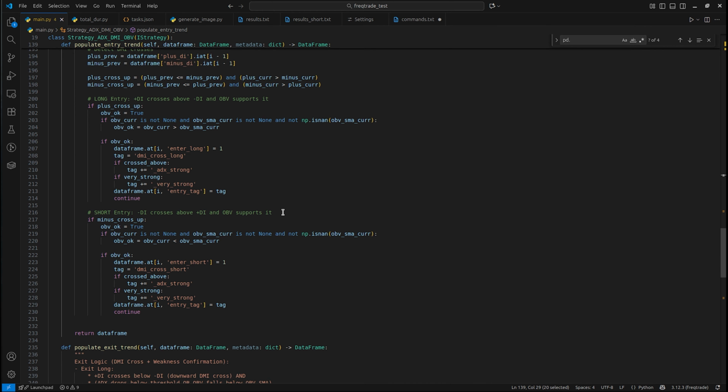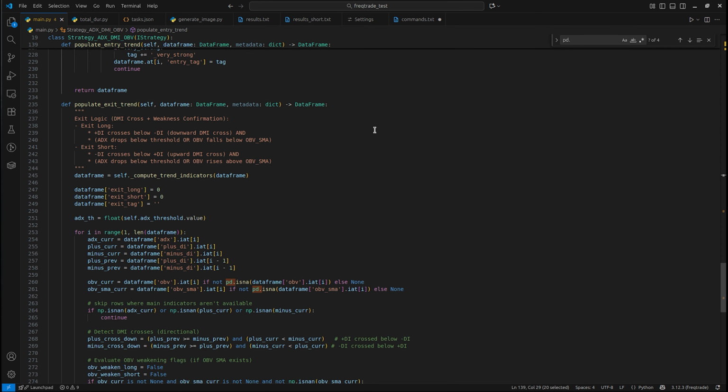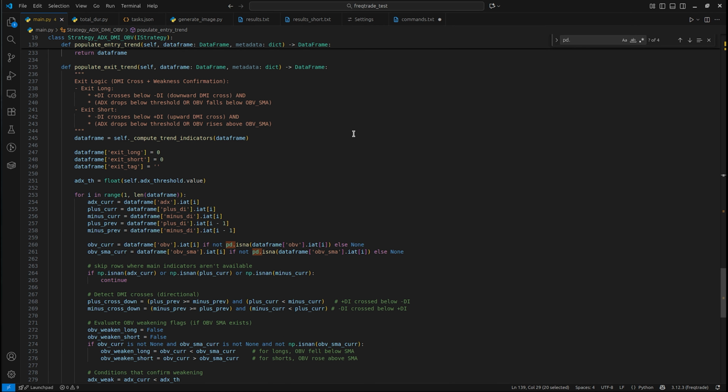Next we have the populate exit trend function. Firstly we exit our trades if a stop loss condition is met, but secondly we exit our trades if we have a reverse entry signal, though here the conditions are not so strict. It's just that positive DMI crosses below negative DMI, that ADX drops below the threshold, and that OBV falls below OBV SMA. OBV SMA is our moving average of OBV. You can see this code yourself.